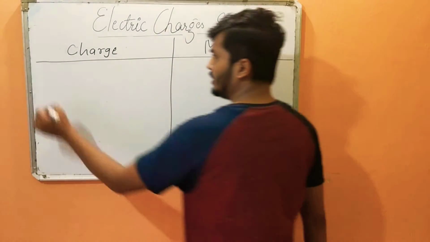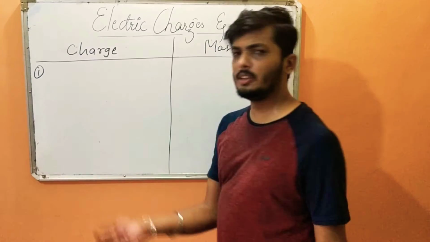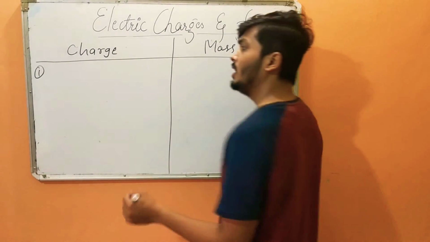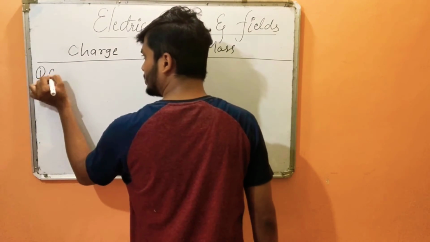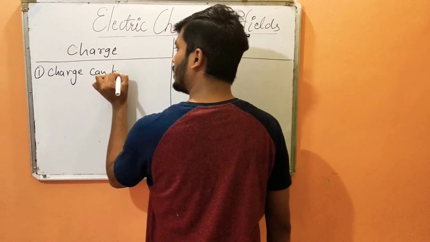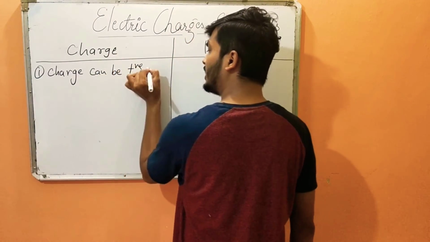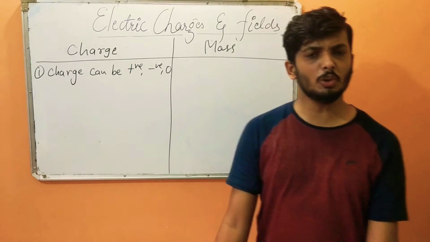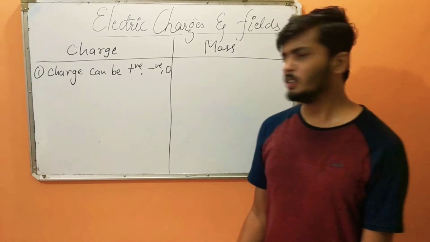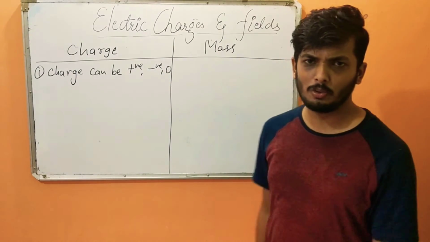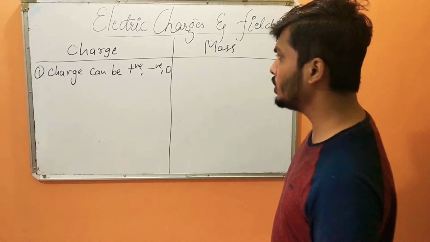First property: you have already studied the properties and have enough introduction regarding charge. You know that electric charge can be positive, it can be negative, or it can be zero also, like in the case of neutron, where there is no charge, so we may neglect it. But charge can be either positive or negative. That is the case with proton and electron.